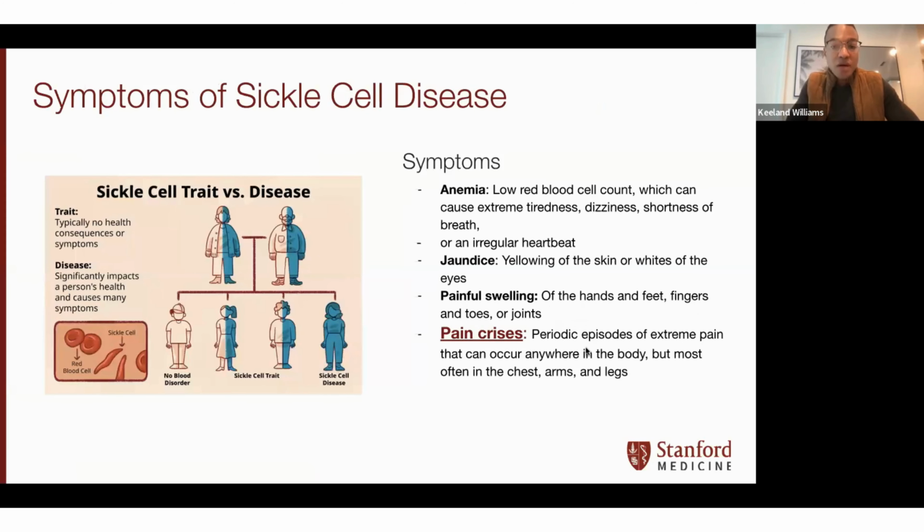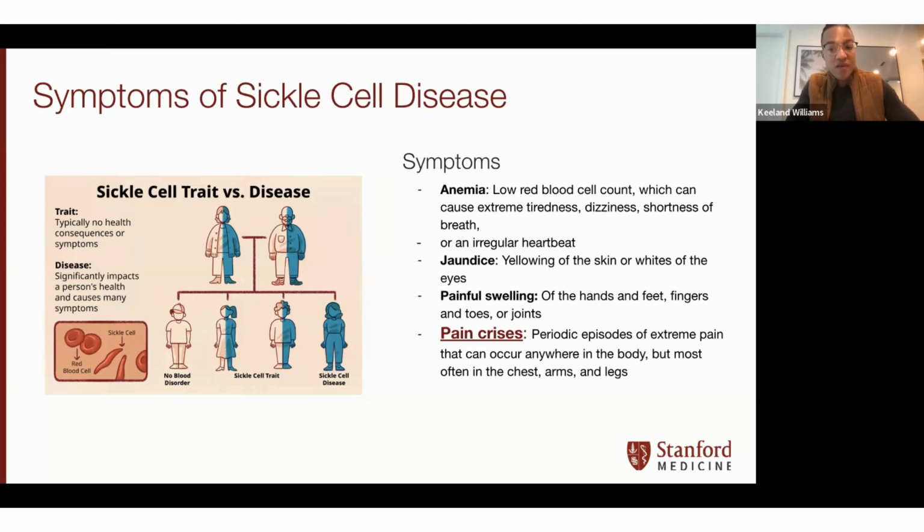All right, so symptoms can range from slight anemia to severe anemia. Anemia is just a low red blood cell count, which can cause extreme tiredness, dizziness, shortness of breath, and fatigue, or even an irregular heartbeat if it gets severe. Jaundice, also known as yellowing of the skin or whites of the eyes, is a common side effect of sickle cell disease. That's just due to severe red blood cell breakdown, causing a leaching out of chemicals in the human body that causes the yellowing of the skin and the eyes.